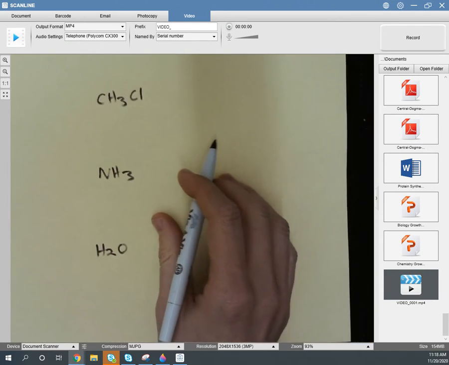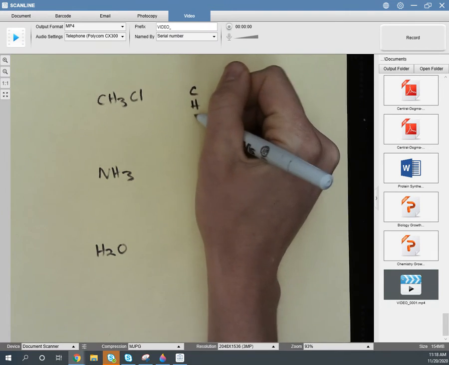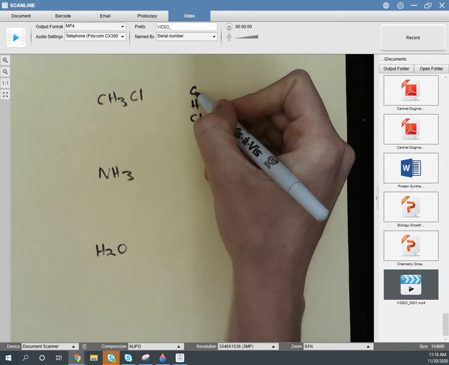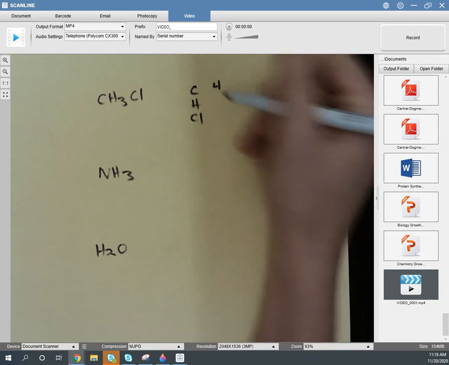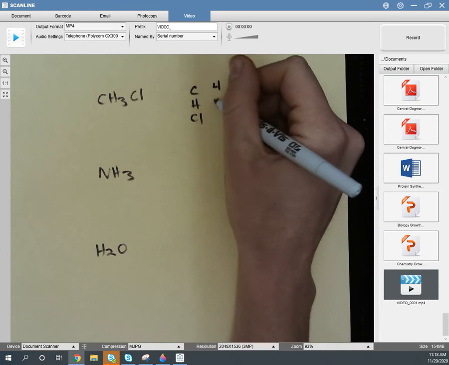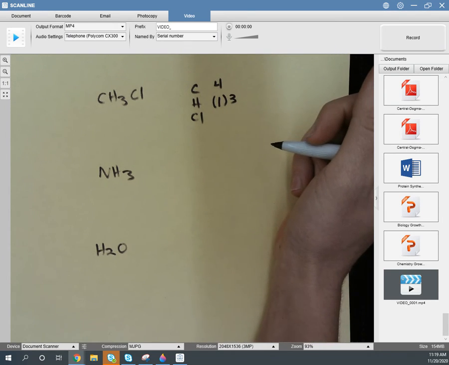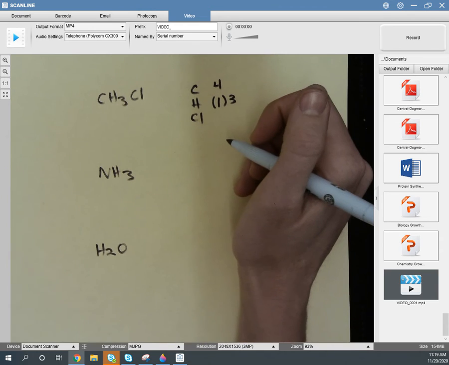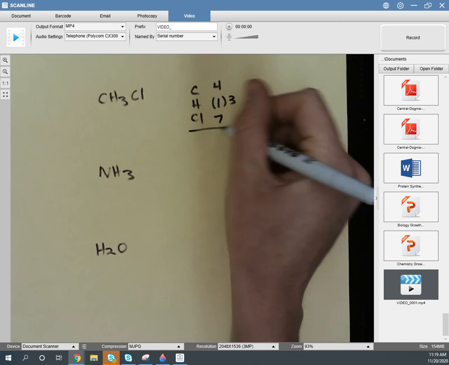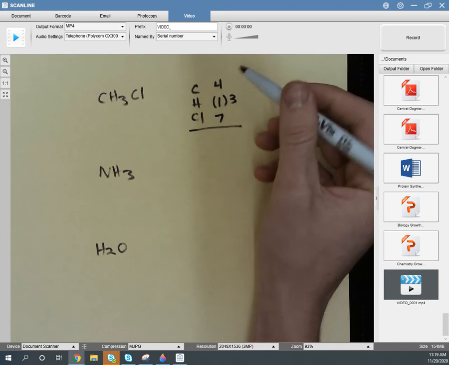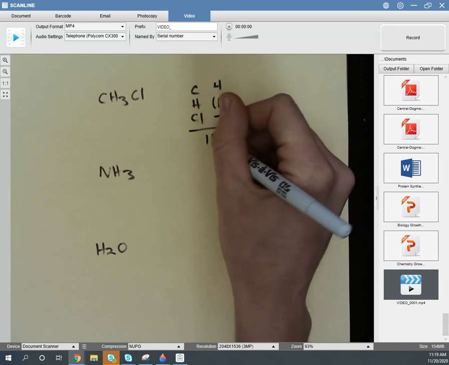So to do that, I have to look at the atoms that are in this molecule. So we have carbon, hydrogen, and chlorine. Carbon is in group 14, so it's going to give us 4 valence electrons. That's the last digit of the group number, 4. Hydrogen is in group 1, so it has 1 valence electron, but there's 3 hydrogens in this molecule, so we're going to multiply by 3. And chlorine is a halogen. It's in group 17. It's going to give us 7 valence electrons. So we're going to add up the total of all the electrons in the molecule. 4 plus 3 is 7, plus 7 gives us a total of 14 valence electrons.